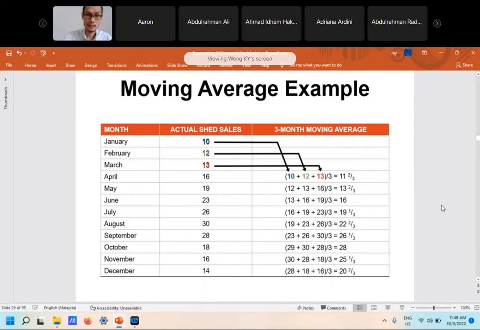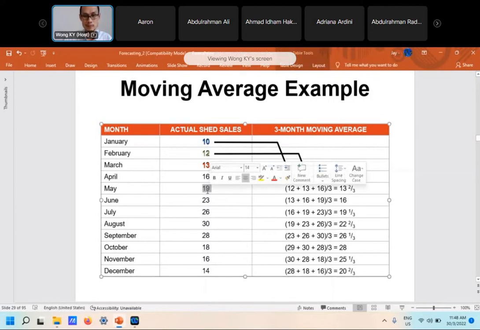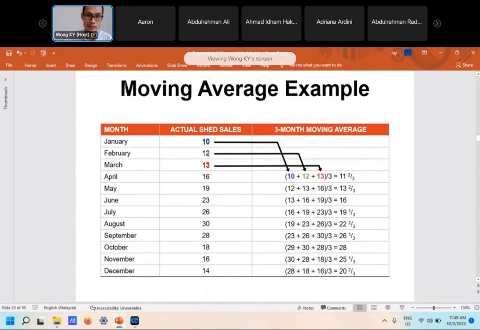Okay, understand? So let's say now May has already passed. Once May passes, we will know the actual demand, and let's say the actual demand is 19. So with that, I can proceed to forecast for June. Okay, and the process can be repeated. So that's why it's called moving average, because the thing can keep moving. You can keep calculating it for all the coming months, provided you know the actual value.